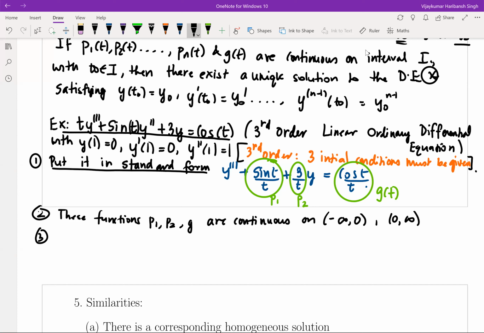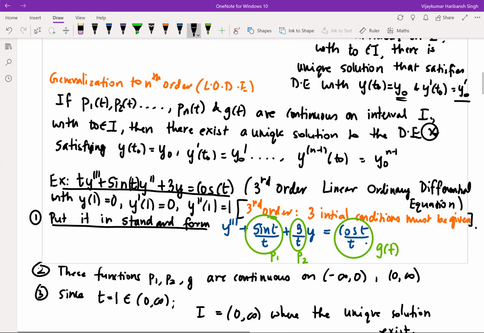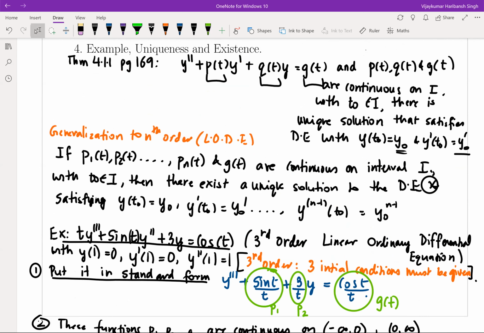However, since t equals 1 belongs to 0 to infinity, the interval where the unique solution exists is 0 to infinity. This is the story again. This is a straightforward generalization of what you had for a second order linear differential equation. Okay, so let's move ahead.